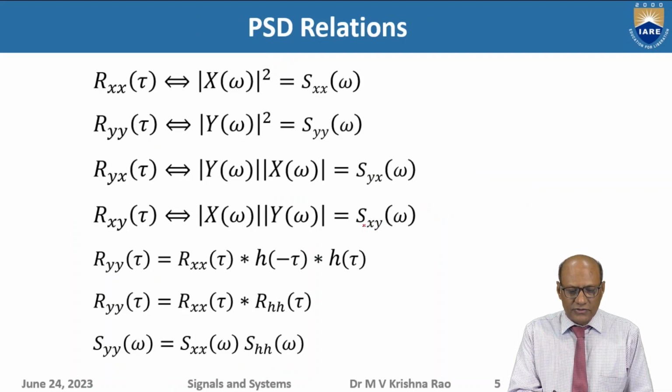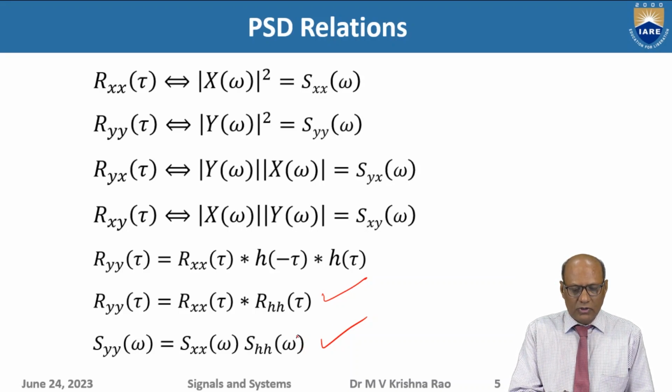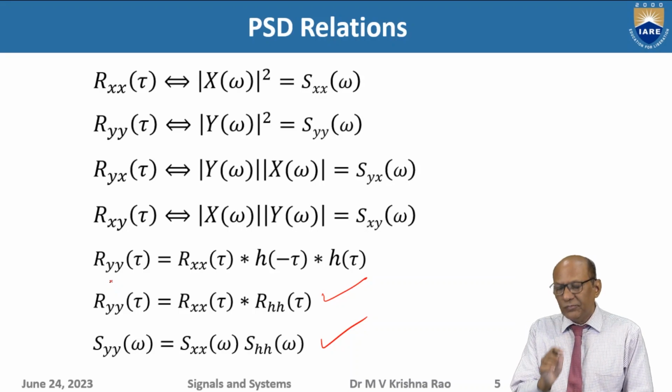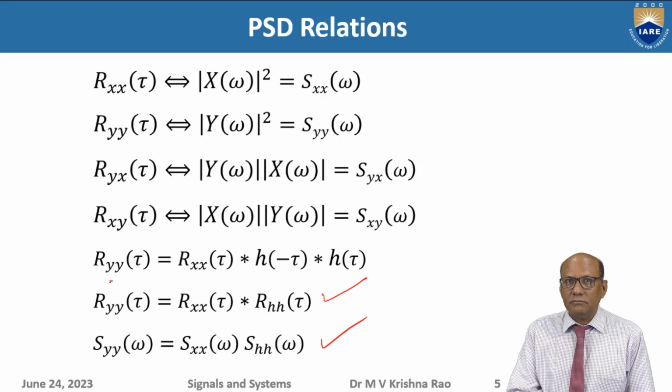In this one again similar equations. So here we will be more interested in these two relations. Okay, there is one more relation, RXY, RY. So RXY equal to RXX convolved with H of tau. Okay, so there is one relation that is not there here.